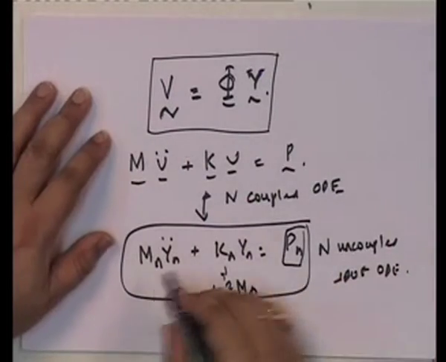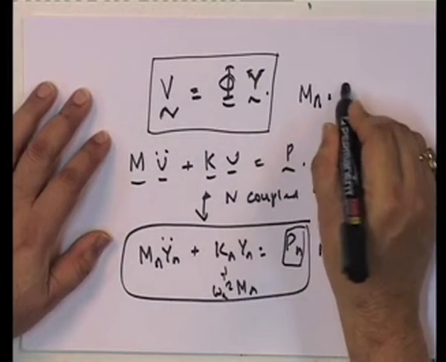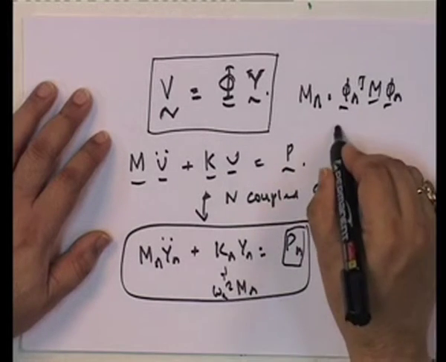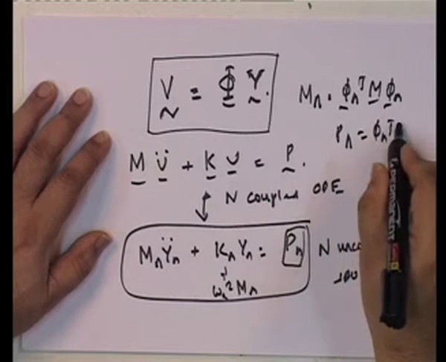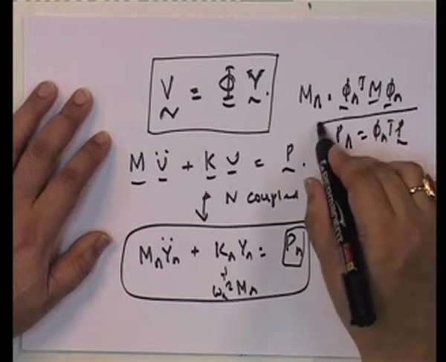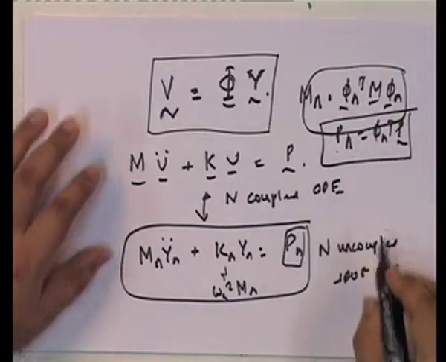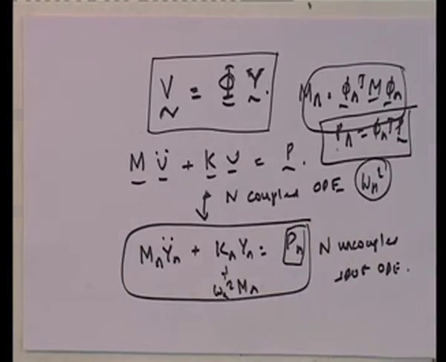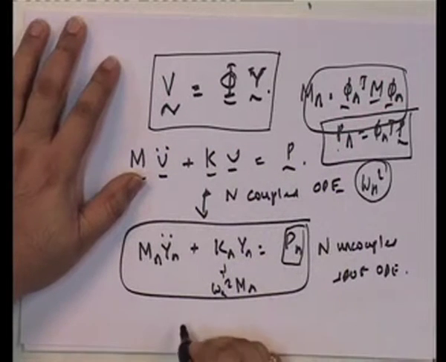Okay. Of course, note that this one, how do I evaluate these? Well, Mn is equal to phi n transpose m phi n. So, you still have to do these, and Pn is equal to phi n transpose the load vector. You still have to do these, and omega n squared comes from the free vibration analysis. So, once you do these, you got n uncoupled differential equations, much easier to solve than n coupled differential equations. And once you solve for these, now these will be solved for what?